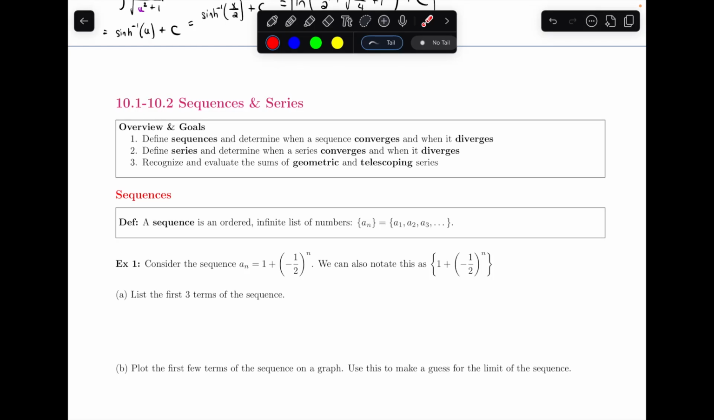In this video, we are starting our section on sequences and series. So in this video, we're going to talk about what a sequence is. So we'll define what it is and determine what it takes for a sequence to converge and diverge.